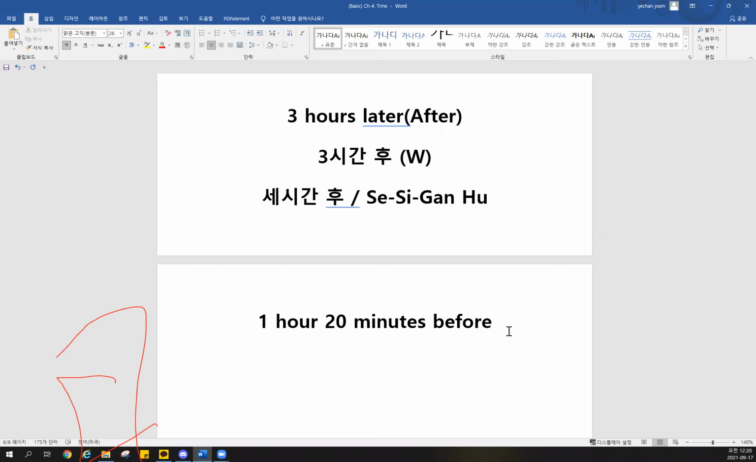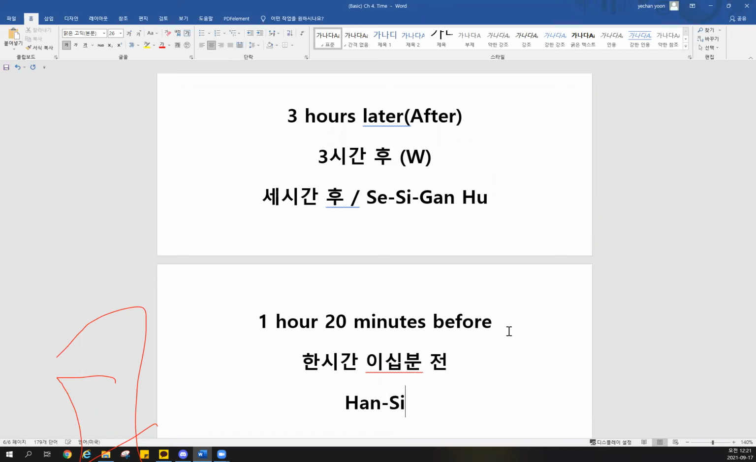And then, before is what? Oh my goodness, Lani, perfect. 1시간 20분 전. How can you write it down? This is the speaking version, right? How can you write it down? It's easier, everyone. How can you say it?